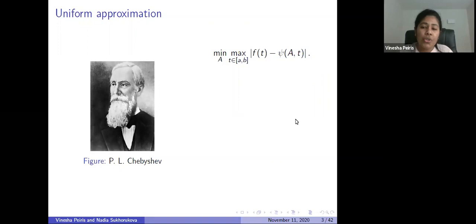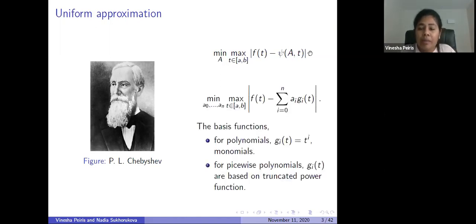On your right hand side, we have the general formulation for a uniform approximation problem. f of t is the original function that we try to approximate. It is a univariate function. And then we have psi of A, t, which is our approximation. The t's are the same t as in f of t, and capital A consists of the parameters that we can change. Basically we are looking for the set of parameters which gives us as good an approximation as possible in the uniform sense. So we try to minimize the worst error in our approximation.